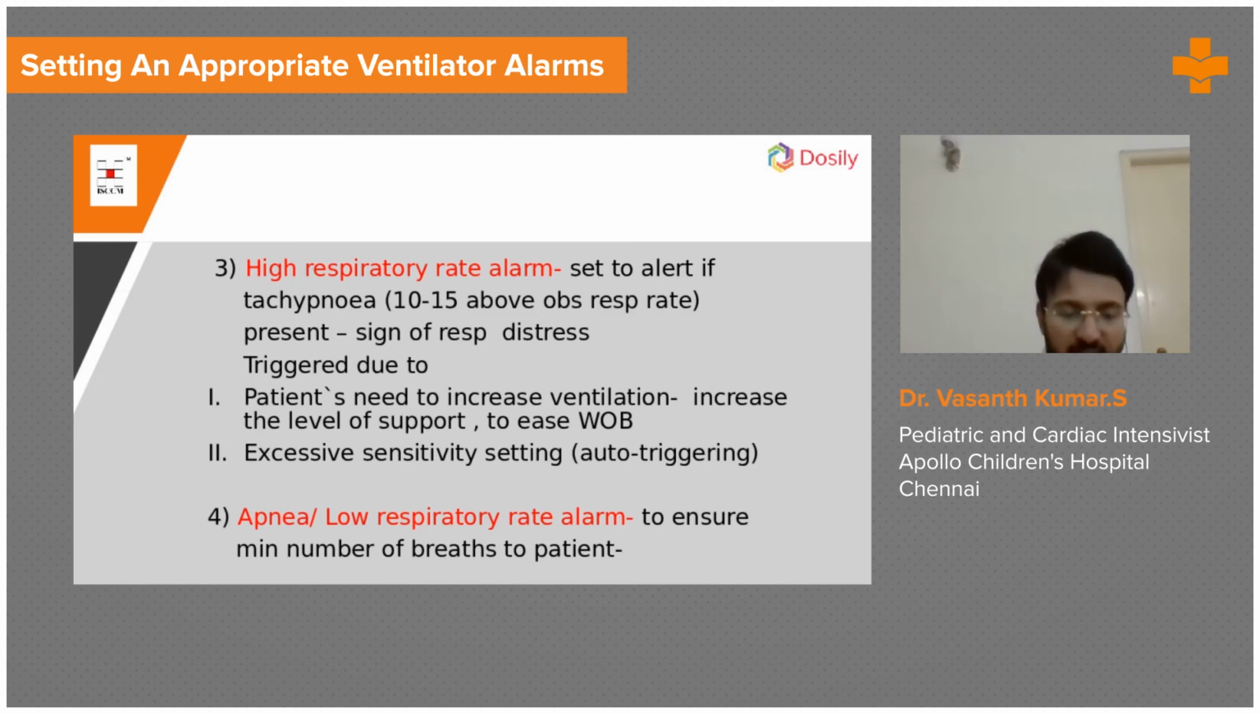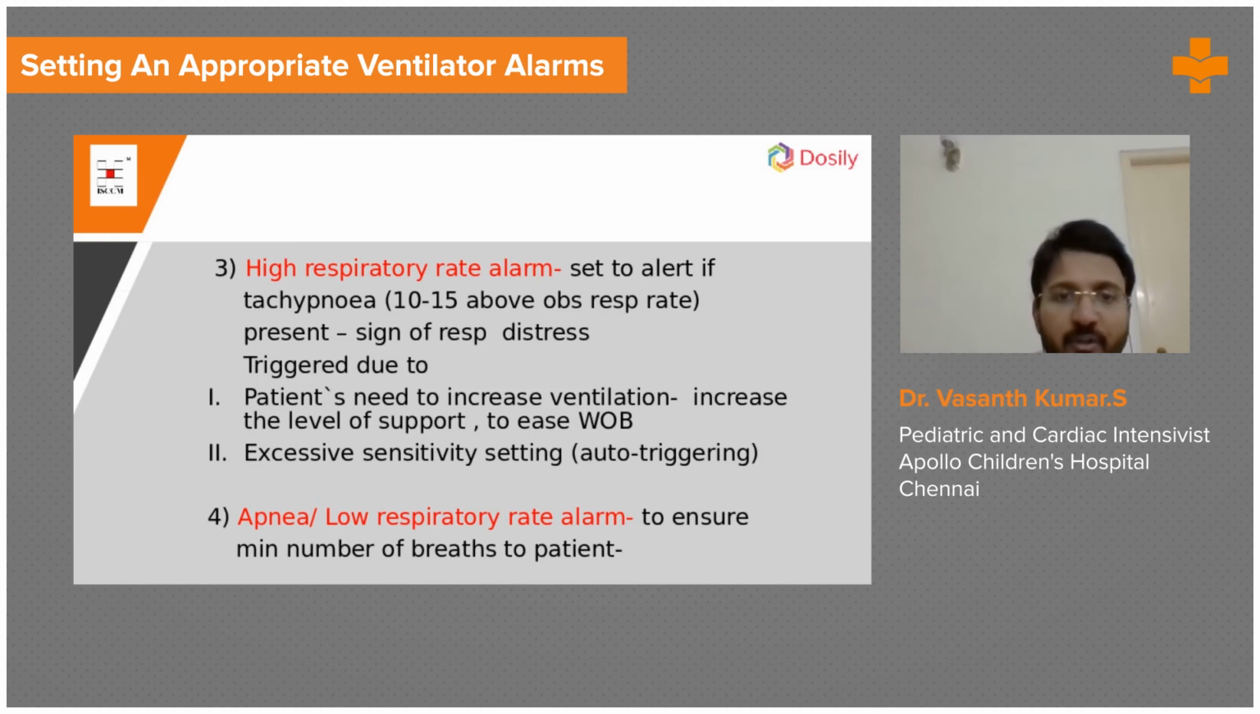Trigger is the amount of effort the patient has to give for the ventilator to give a breath. Suppose you keep the effort needed by the patient a little higher, the ventilator will not trigger. So that is a way to overcome this, by adjusting the trigger.